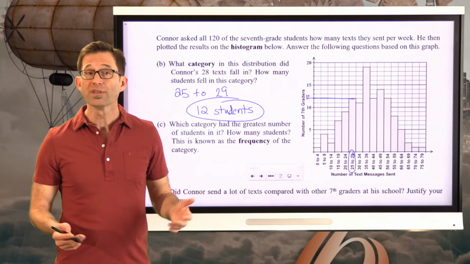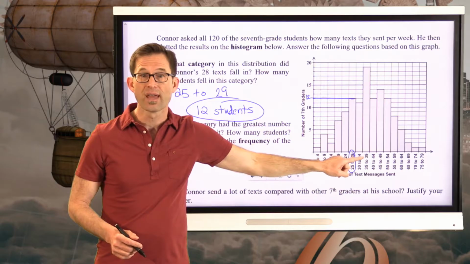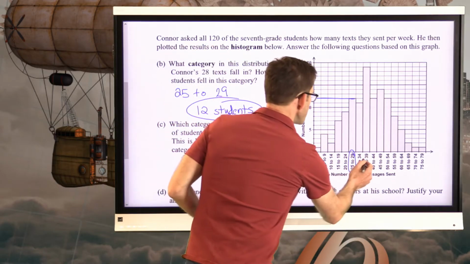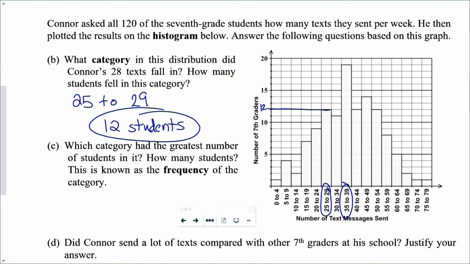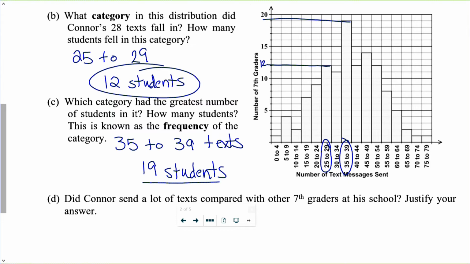All right, well, for this one, it's simply the tallest bar, right? It's this one. Now, if I trace down, what I'll find is for that tallest bar, the answer was 35 to 39 texts. And how many people actually sent that? That would be 19 students. 19 students fell into that top category.